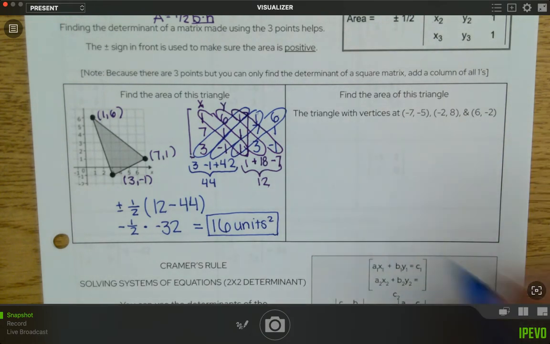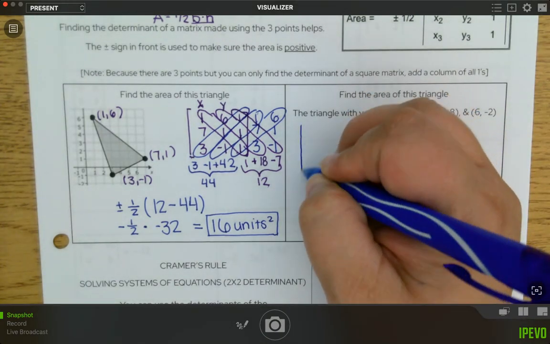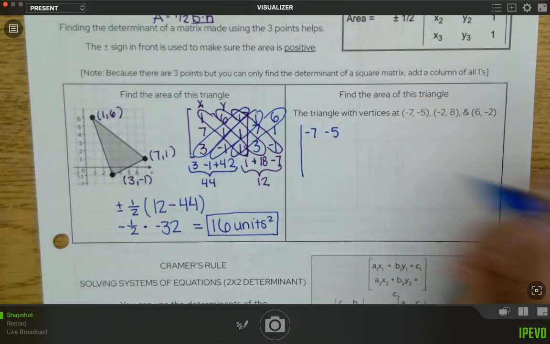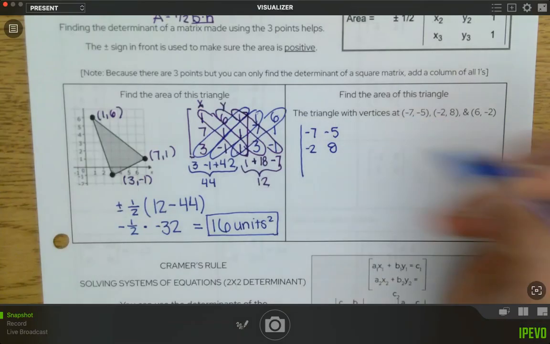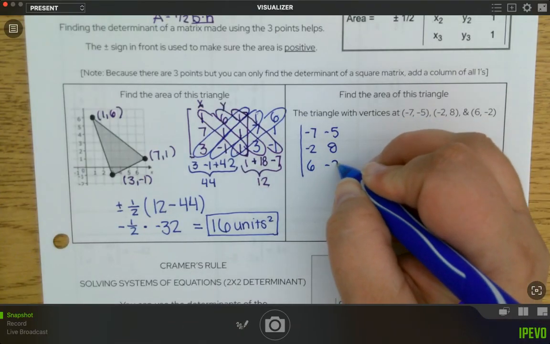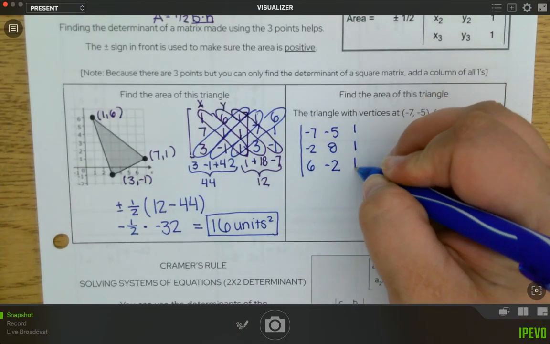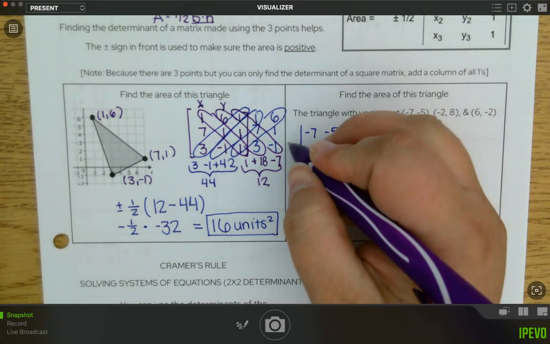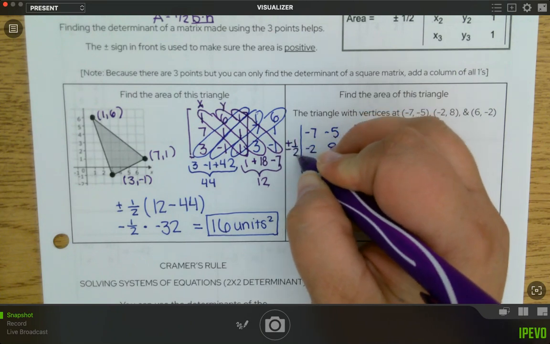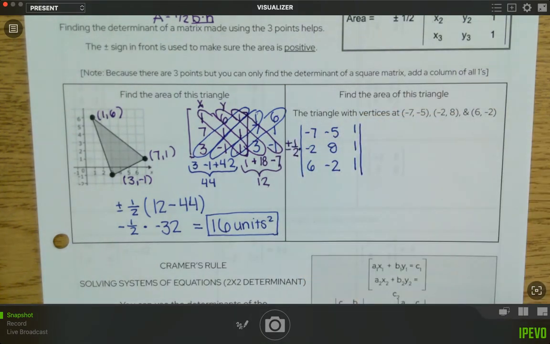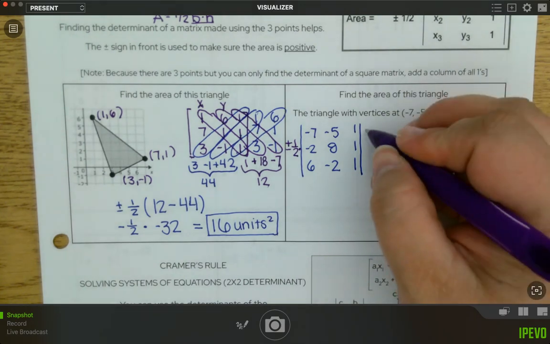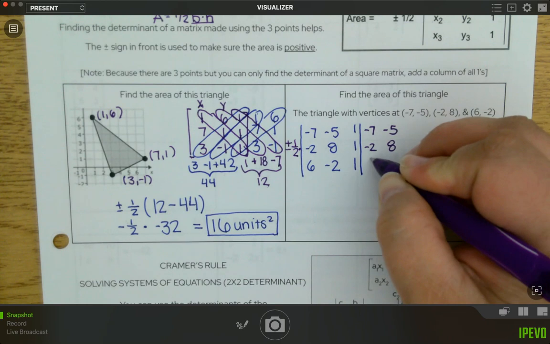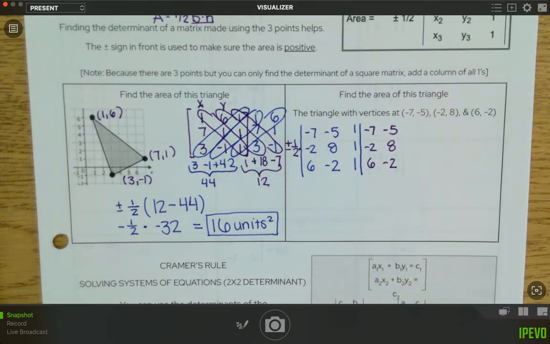It doesn't really matter what order you put them in, but I'm going to keep them in order. -7, -5, -2, 8, and 6, -2. And then you keep your column of all ones at the end. And we're going to multiply this determinant by plus or minus 1/2. So to find the determinant, you copy down the first 2 rows or first 2 columns, just like we talked about in 2.5.